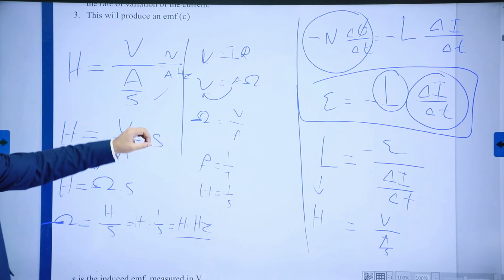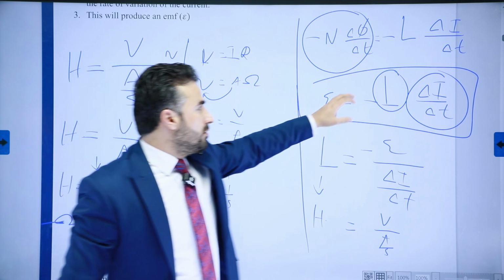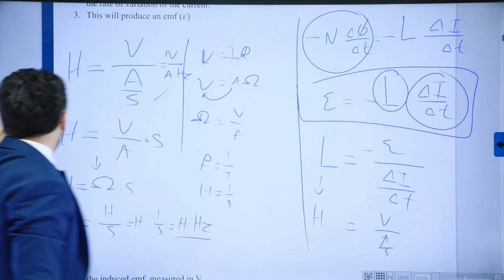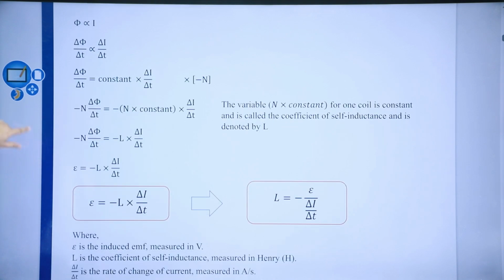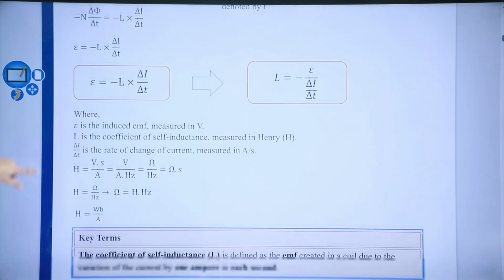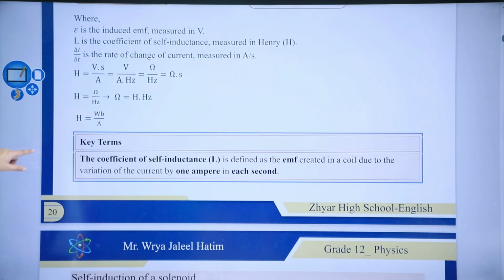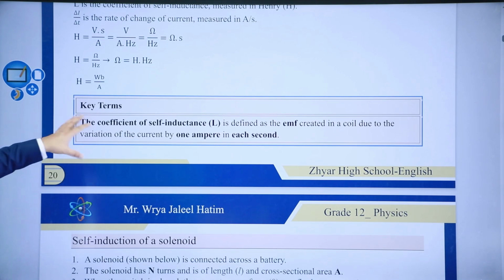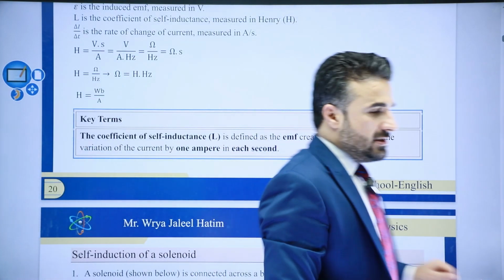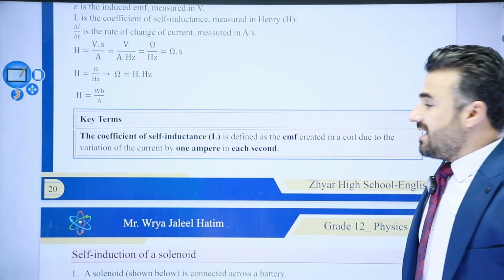All right, so remember this. These are the two main equations, and the unit for the coefficient of self-inductance, which is basically called L, or just self-induction here. We can have Henry, that is also equal to Weber over ampere as well. So how can we define the coefficient of self-inductance L?